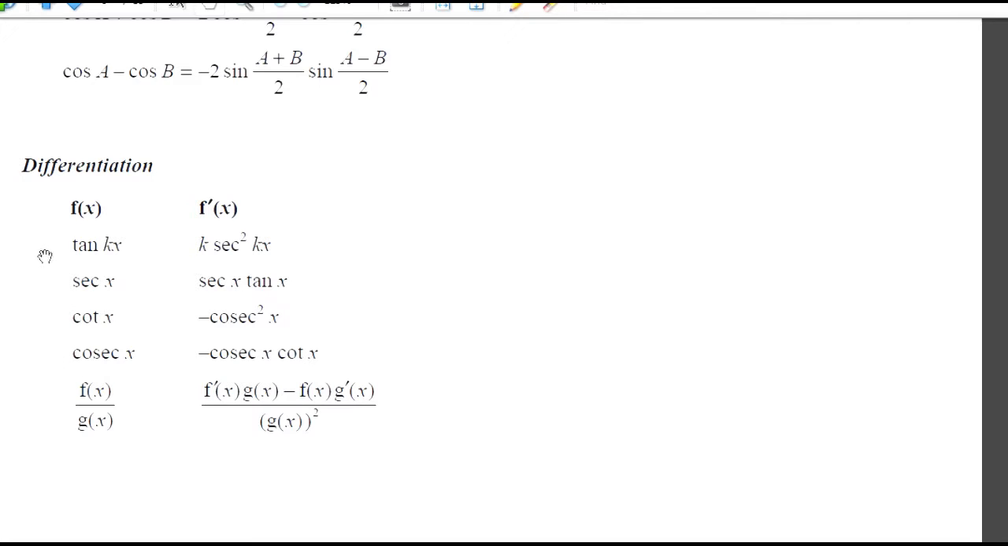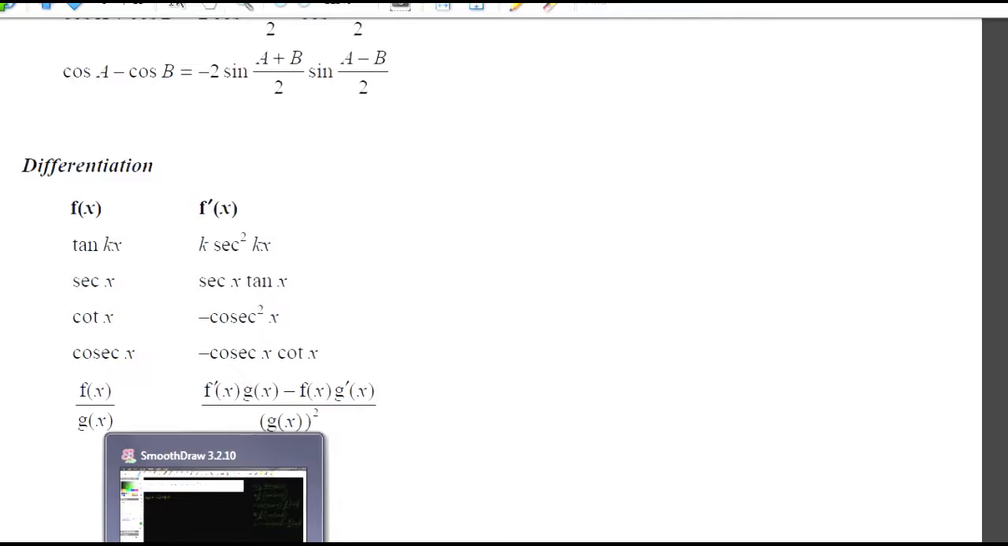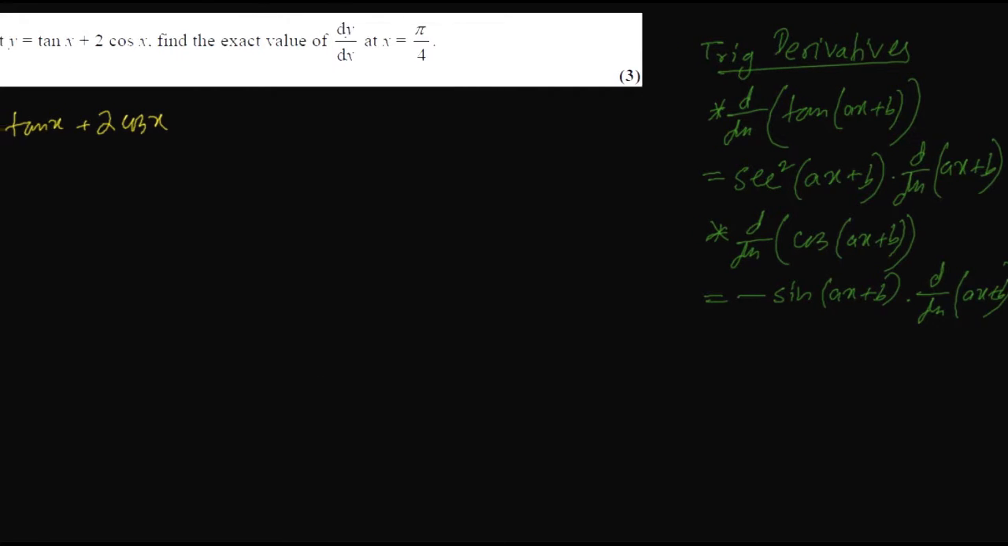So remember that these are the formulas that will be given. Derivatives of sine and cos will not be given, so it's highly recommended that you memorize these, but the others you might not need to memorize. Okay, so let's get back to the sum.